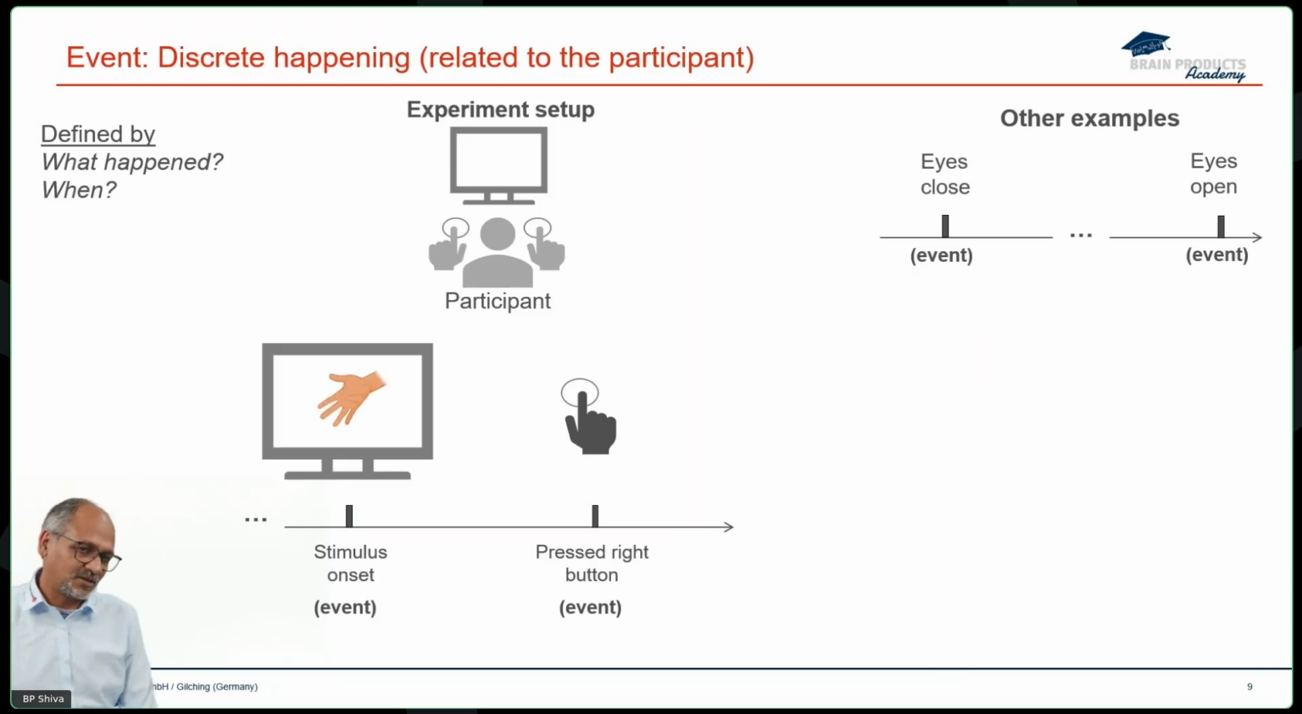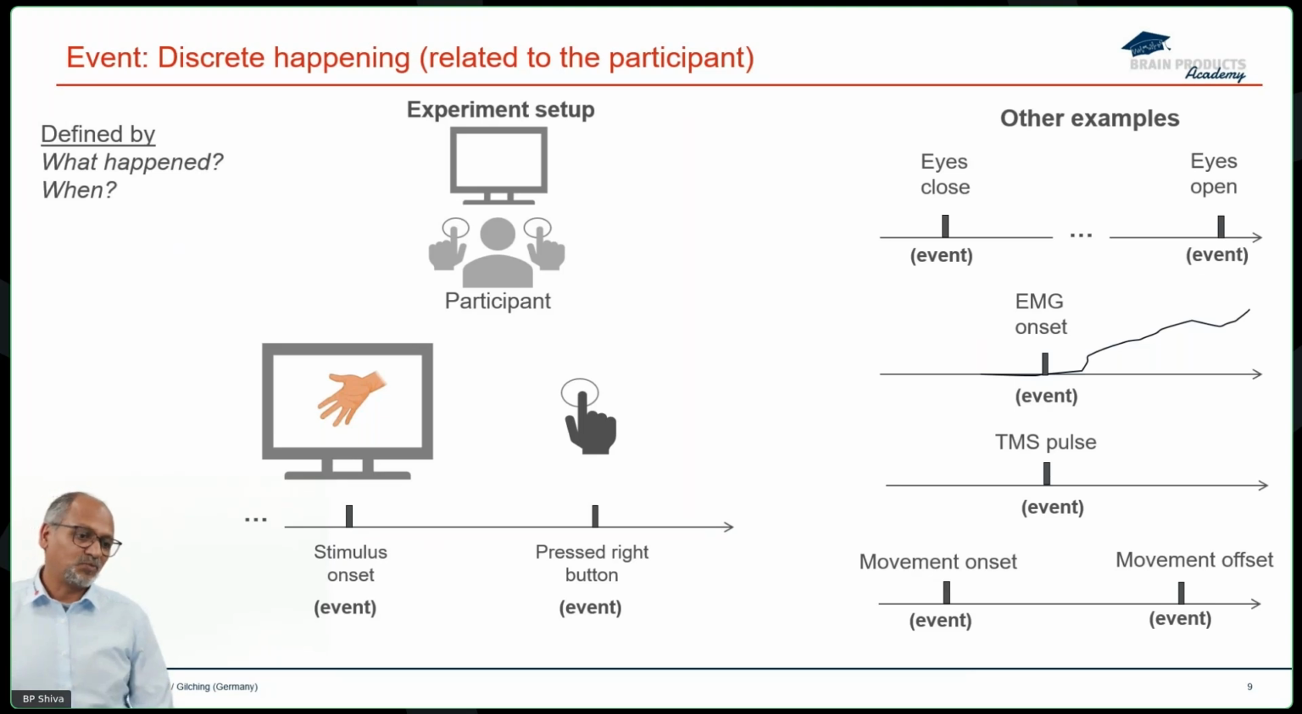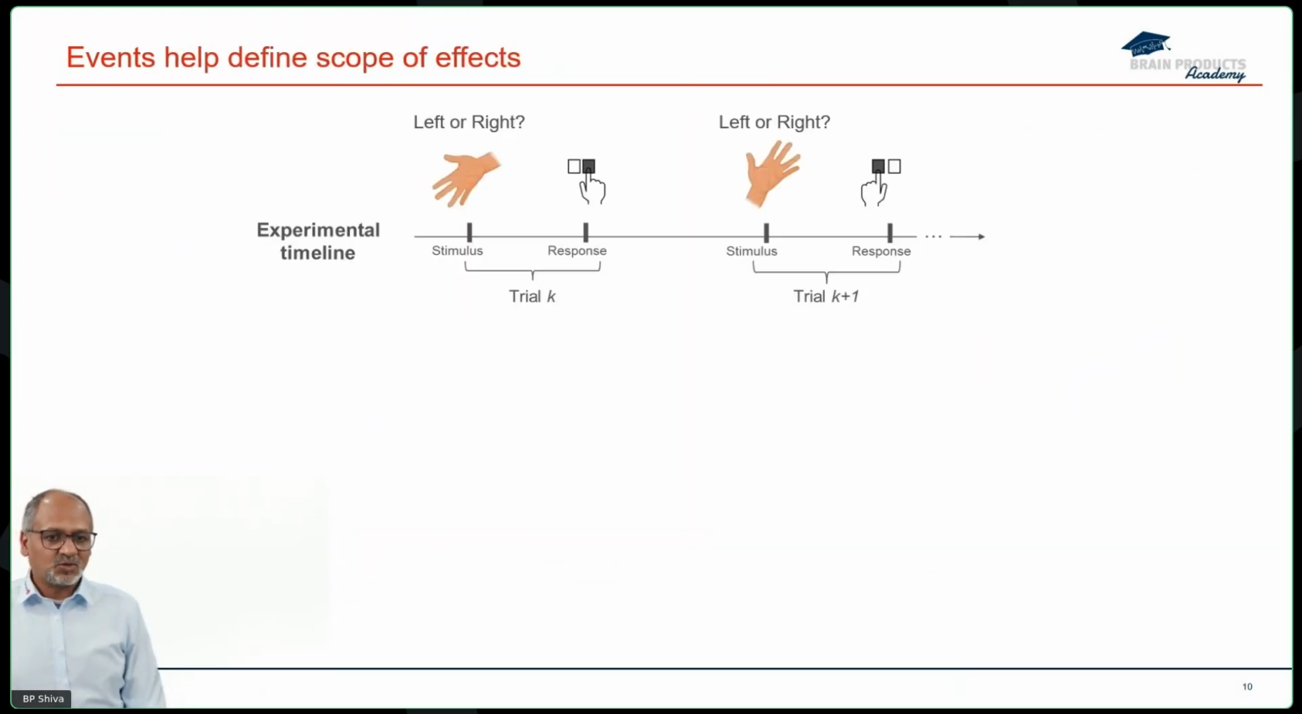To give you some other examples, the instruction to close your eyes in a resting state is an event. The instruction to open eyes is also an event. The onset of EMG, for example, when you're measuring peripheral physiology, is an event, or when a TMS pulse is delivered, or the movement onset and offset. So there's a huge variety of ways that events can be defined in a flexible way. What they bring to the analysis is that they help define the scope of effects.